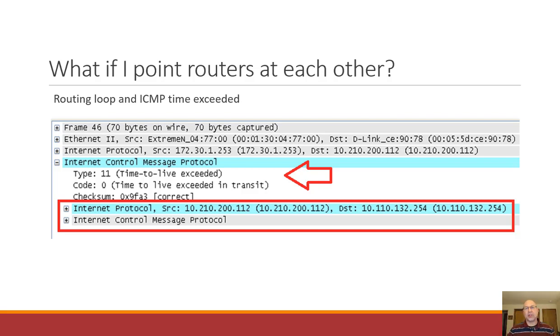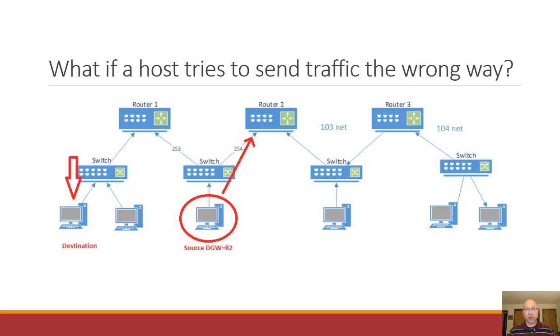And they do that until the IP header time to live field gets decremented down to 0. And at that point, an ICMP time exceeded message is generated. And so we can see that this is a type 11 time to live exceeded. And again, it's an error message, so it includes inside the message that caused the error to occur. In this case, it was a ping or an ICMP echo request.